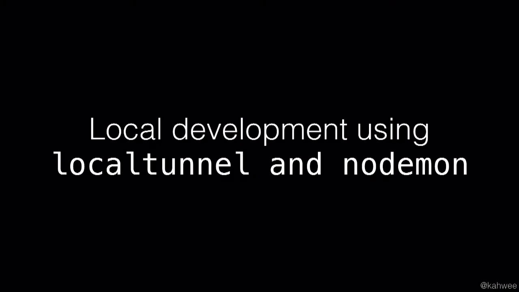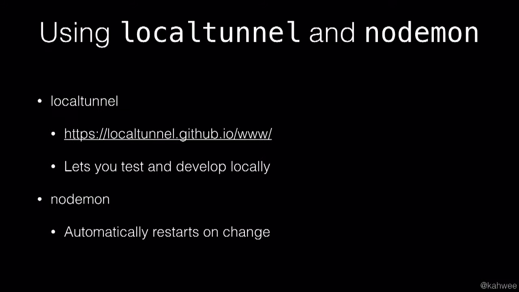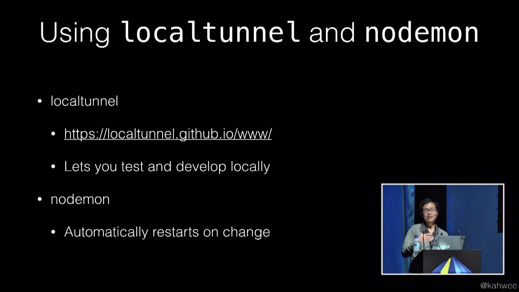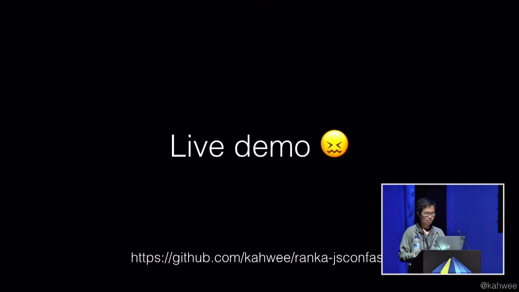So next, I'm going to show you how to do local development using localtunnel and nodemon. Localtunnel lets you test and develop things locally. It does a reverse proxy kind of thing, and it allows Facebook to reach you through a public IP address. In this case, you can also use nodemon, which I'm not sure if you're familiar with, which just restarts each time you make a change. And we're going to do a live demo, which I'm very nervous about.